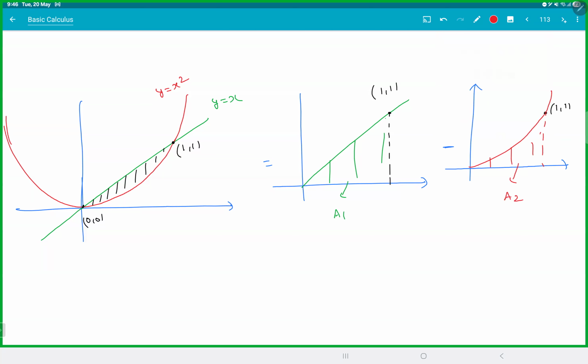Did you see what I did? I found the area of this triangle and I found this area below this curve. If I subtract this, won't I get that piece left out?